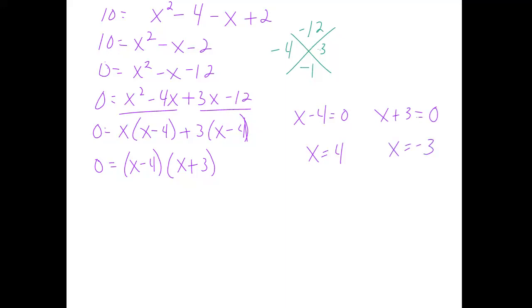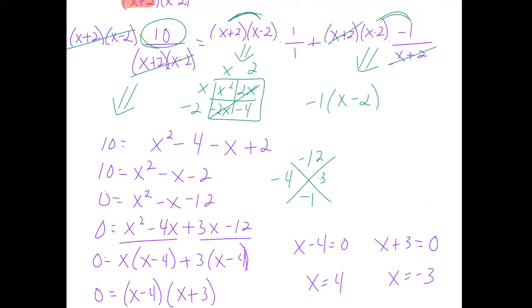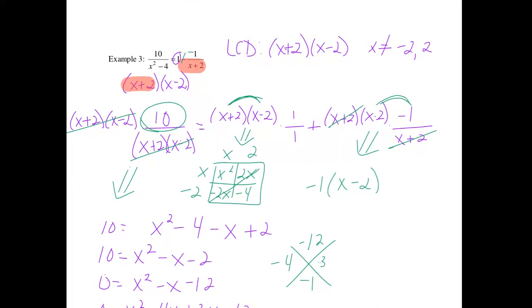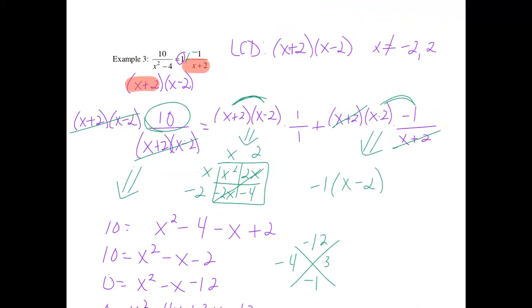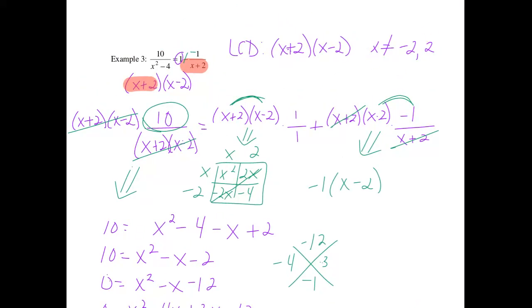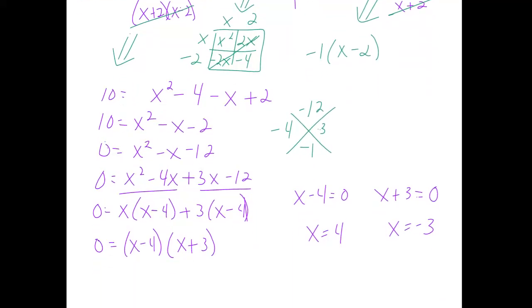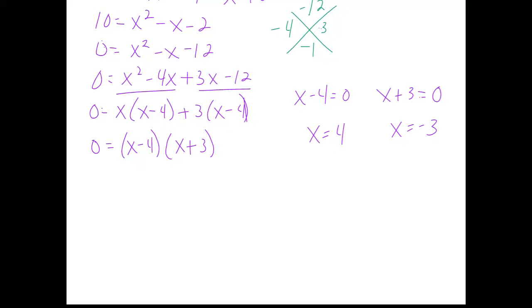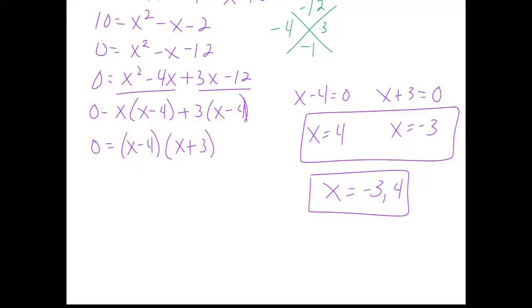One last thing to do, and that's to go back up to our excluded values. They were positive and -2 from all the way up here. If we come back down, positive and -2 are not either of our answers. So you can either circle it in, or I had showed you with factoring that you can write it as one expression, or one equation rather. Either way, but -3 and 4 are both solutions in this case.